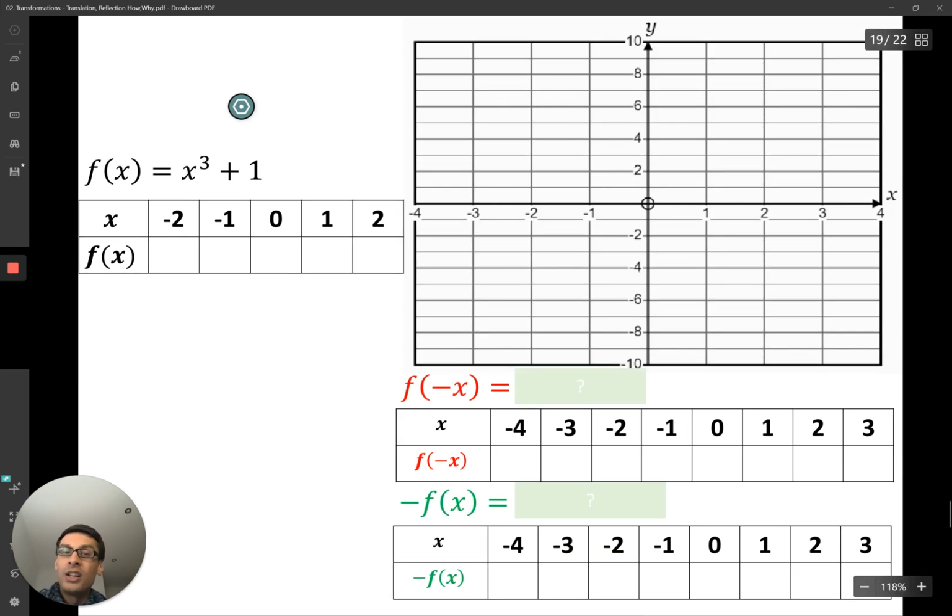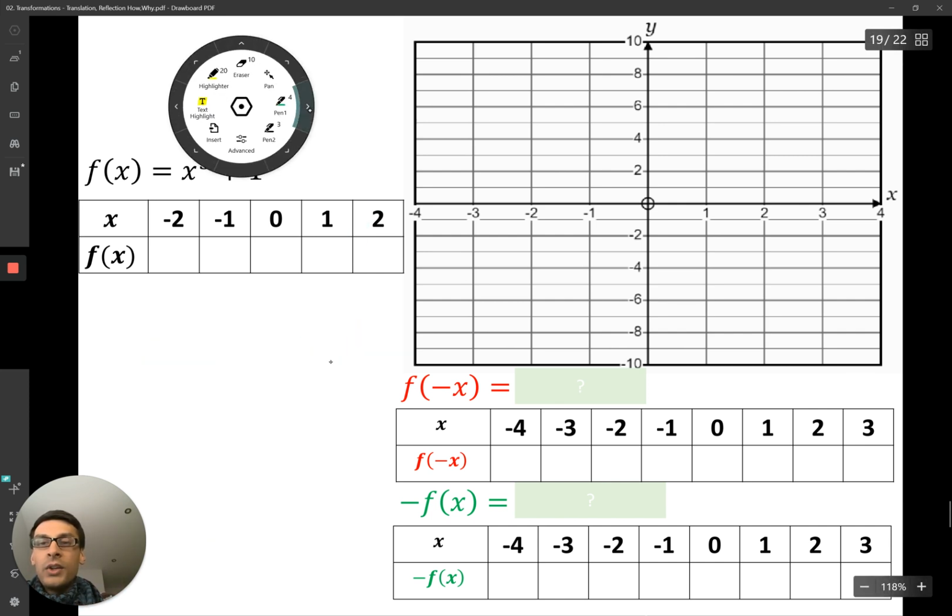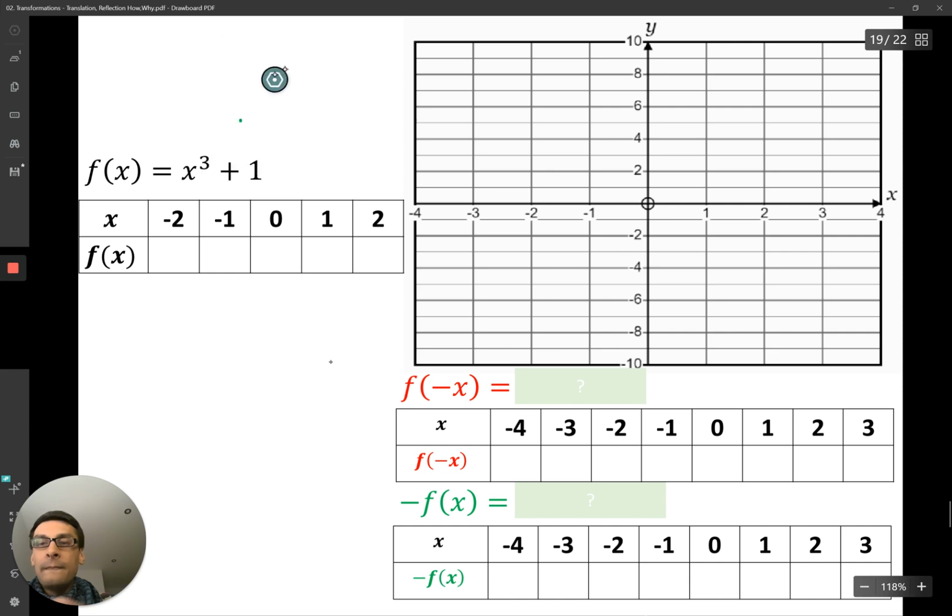This time I've got a cubic. So the cubic graphs, remember, they look like this or they look like this. Let's fill out this table together. We want to figure out x cubed plus 1. So negative 2 times negative 2 times negative 2 is negative 8, plus 1 is negative 7. Negative 1 cubed is negative 1 plus 1 is 0. 0 cubed plus 1 is 1. 1 cubed plus 1 is 2. 2 cubed is 8 plus 1 is 9.